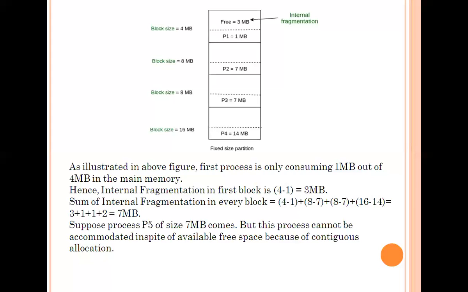3 plus 1 plus 1 plus 2, मीन्स हमारी टोटल 7 MB की स्पेस हमारे पास फ्री अवेलेबल है. लेकिन ये 7 MB स्पेस हम किसी प्रोसेस को नहीं दे सकते. क्यों? क्योंकि ये एक कॉन्टिन्यूस ऑर्डर में नहीं है. सपोज हमारे पास एक प्रोसेस P5 आता है जो कि 7 MB की स्पेस डिमांड कर रहा है, लेकिन हम वो उसको एलोकेट नहीं कर सकते क्योंकि ये एक कॉन्टिन्यूस ऑर्डर में नहीं है.